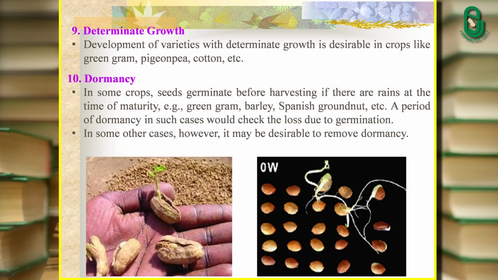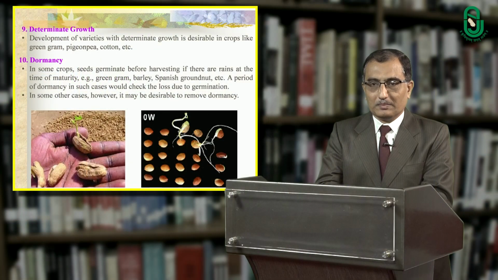Determinate growth habit. Nowadays, all scientists are interested in developing high yielding varieties with the help of the determinate growth habit, so that crop expansion, that means the vegetative phase, can be limited and more duration is applied to the reproductive phase, and that can be achieved in the case of green gram, pigeon pea and cotton.